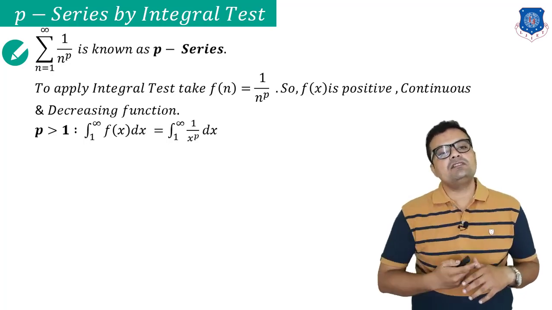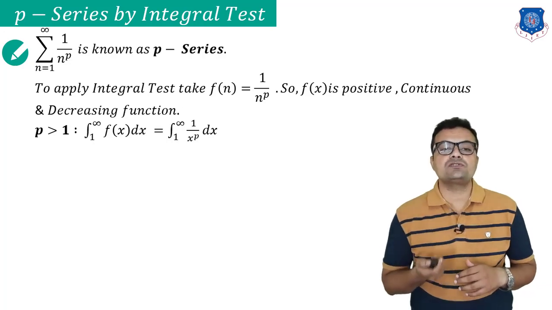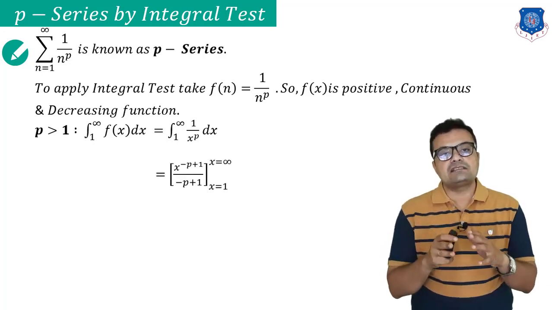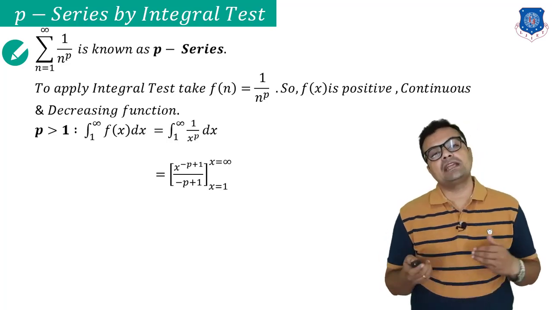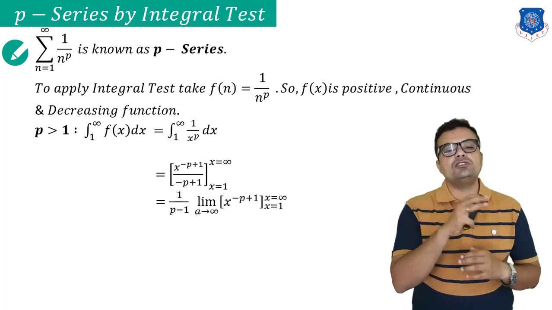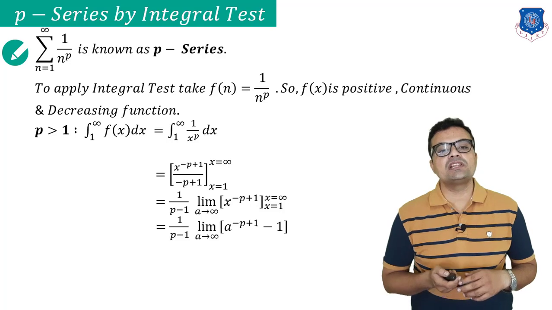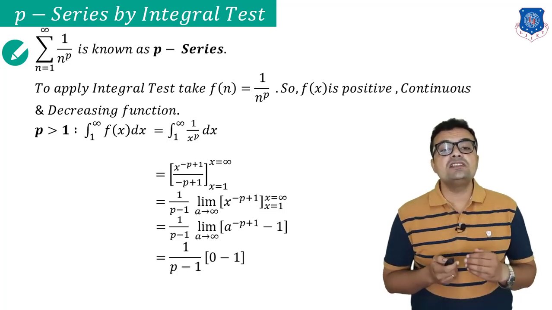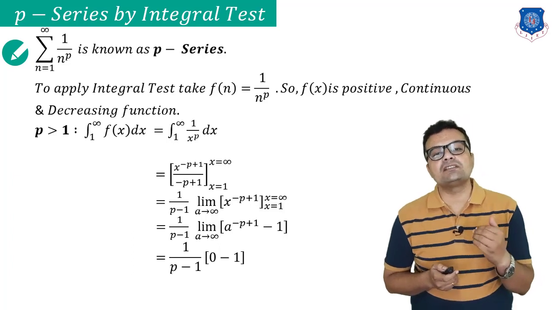Now if I integrate from 1 to infinity f of x dx, it will give me the integral from 1 to infinity of 1 upon x raised to P dx. By taking the simple rule of integration, it is x raised to minus P plus 1 upon minus P plus 1, x from 1 to infinity. And then later on I will apply the limits 1 to infinity, which will give me the answer 0 minus 1 into the bracket. The reason over here is P greater than 1.